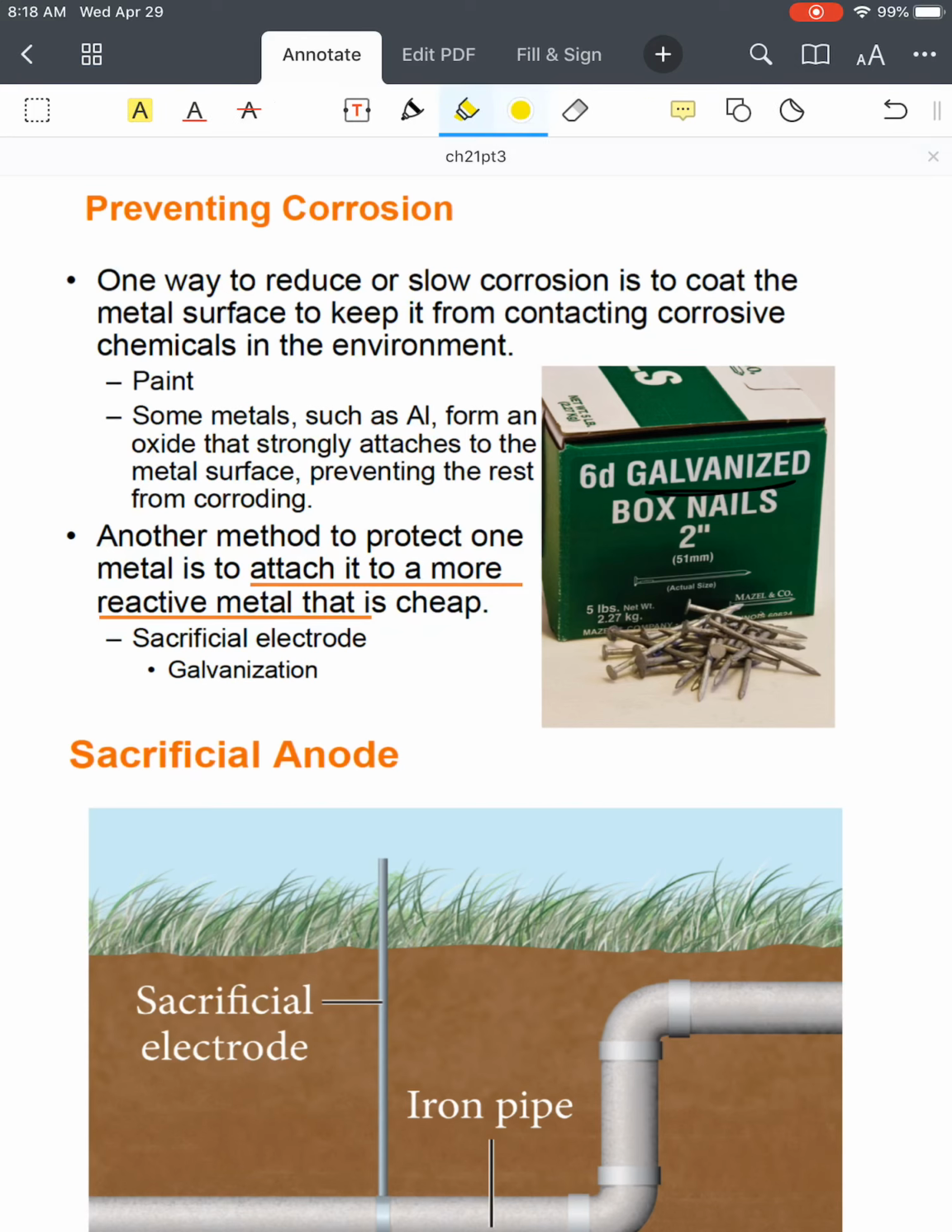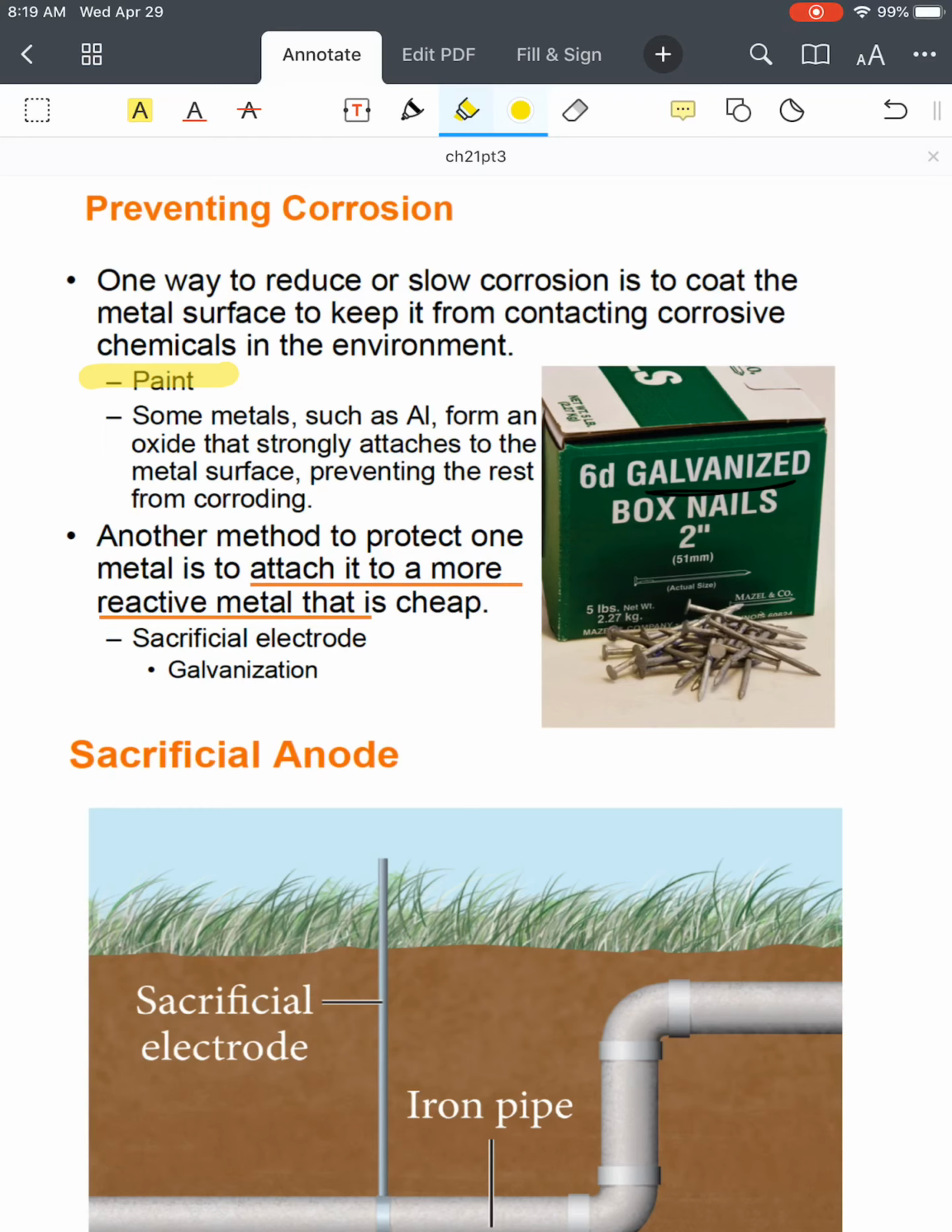The first one is probably the least effective. I guess it's easy, but it's probably the least effective. One strategy is just to cover the surface of the iron-containing item that you wish to protect. So whether that be a nail or a pipe or something like that, you cover the surface. Perhaps you paint it, okay?